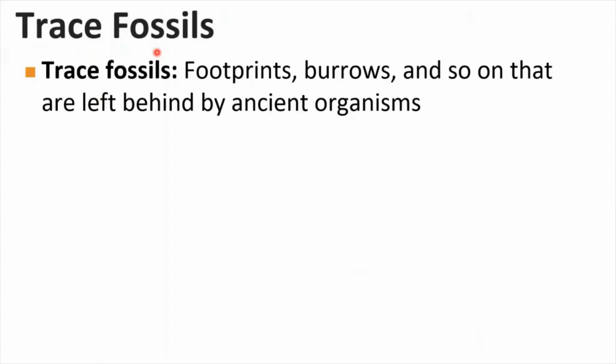There are also trace fossils. These are the indirect evidence of organisms. So these could be your footprints, your burrows, and so on that are left behind by ancient organisms. These could also be indirect evidence like your coprolites. These are fossilized dung. You can find out if that particular animal was a plant eater or herbivore, or if they had bone in their coprolites, you will know whether they were omnivore or carnivore.